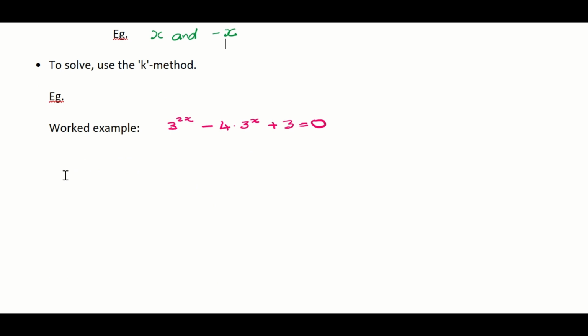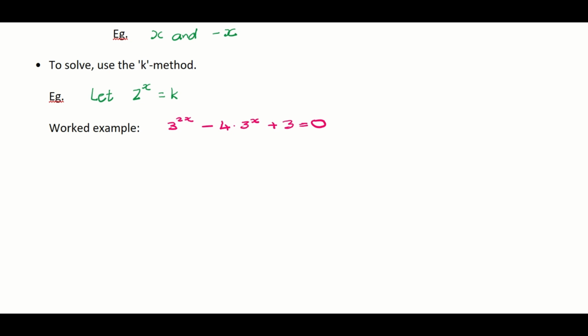To solve this, we use what we call the K method. Remember, the K method is just a crutch that makes it easier for us to solve an equation or an expression. So how we do this is we say let, for example, 2 to the power of x equal k. So wherever you see 2 to the power of x in the equation, you will substitute it with k. Here's an example.